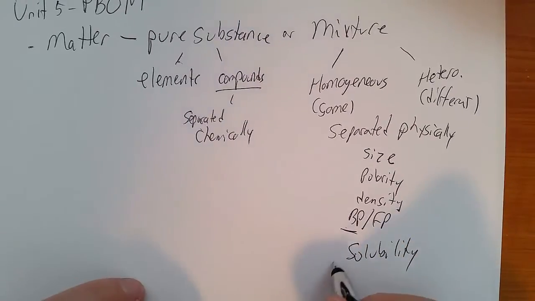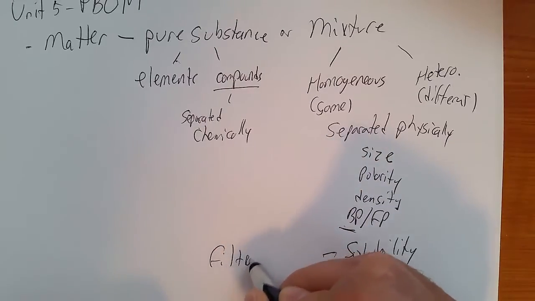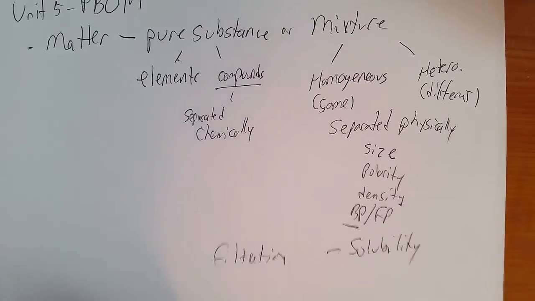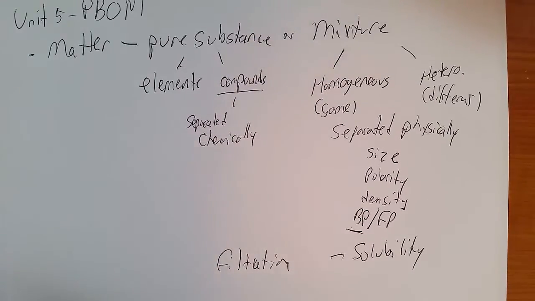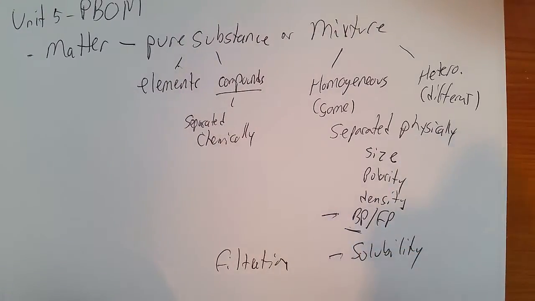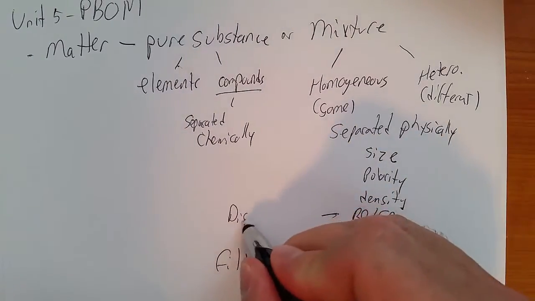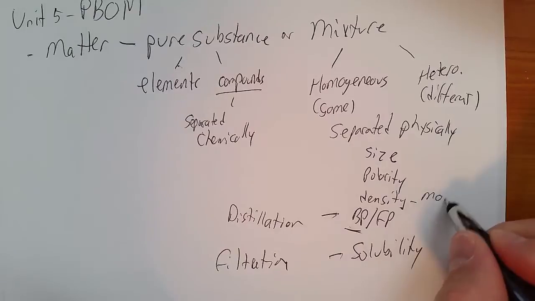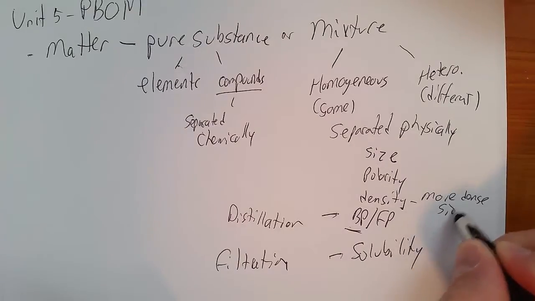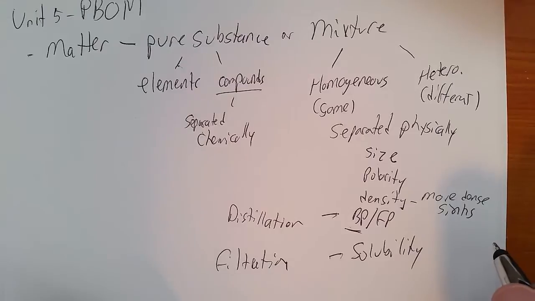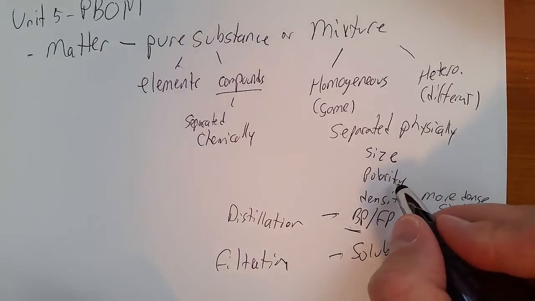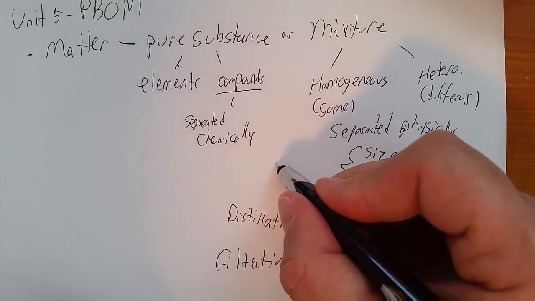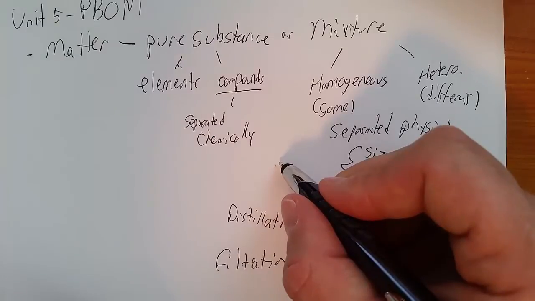Right, the methods, right? Solubility, we use filtration. You separate sand and salt by you put it in water, the salt dissolves, the sand doesn't, and then you just filter out the sand. Boiling points, you can separate things based on boiling points by distillation. Density, more dense sinks. Size and or polarity are for different types of electrophoresis or chromatography.